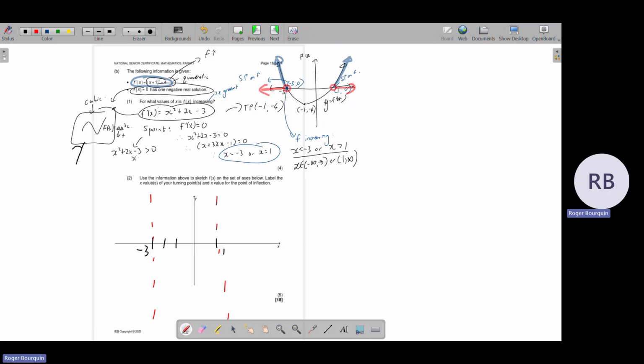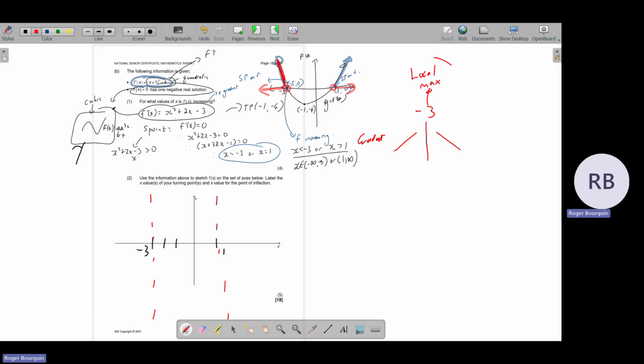Now let's think about it. Before -3, what are the gradients? To the left of -3, they're positive. These are the gradients that I'm sketching here, so the original function must be going uphill. After -3, what are the gradients? Negative. So what's going to be happening at -3? It's going to be a local maximum. Or you could just remember the shape. The first one must be a local maximum.